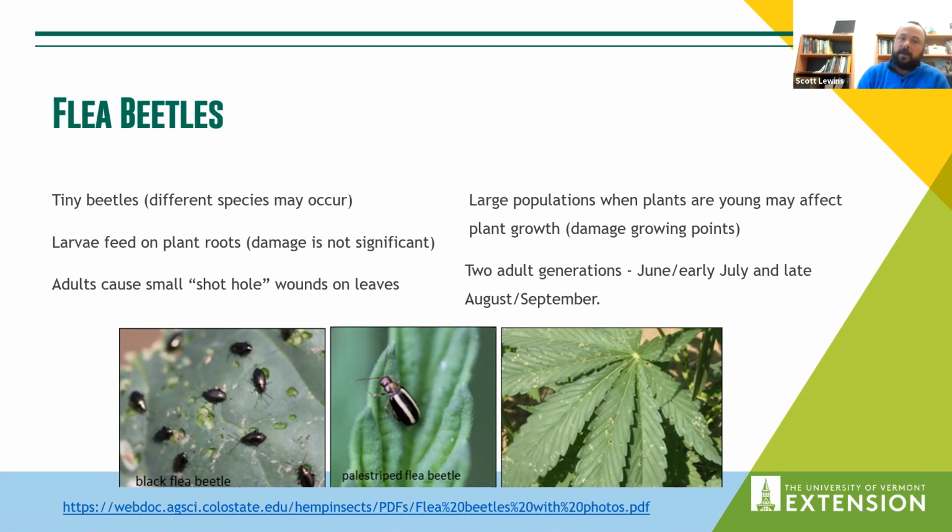Those really tiny shot holes in the leaves. Just like Japanese beetles, the larvae also feed on plant roots, but for hemp, that's not significant. So it's these little shot holes, and really when you've got really large populations early in the season and really young plants, those two factors could lead to damage, but generally they don't do significant economic damage to hemp plants.